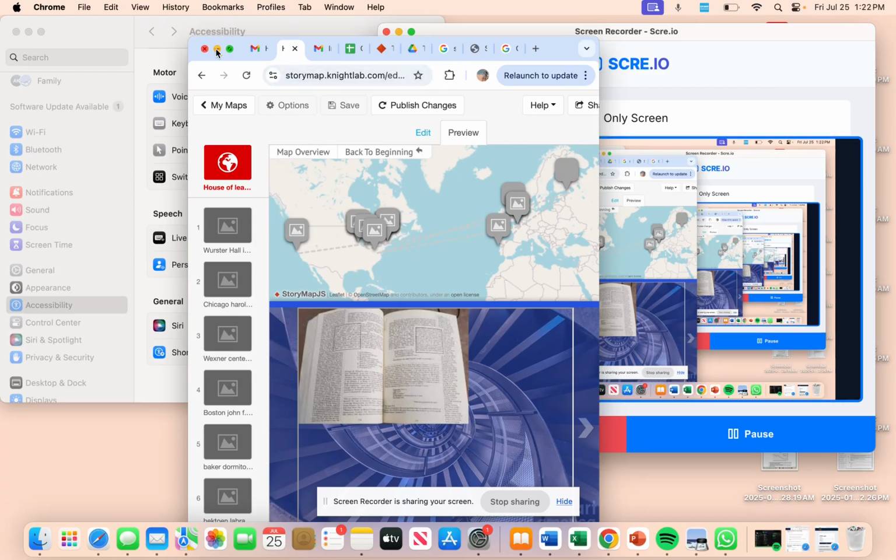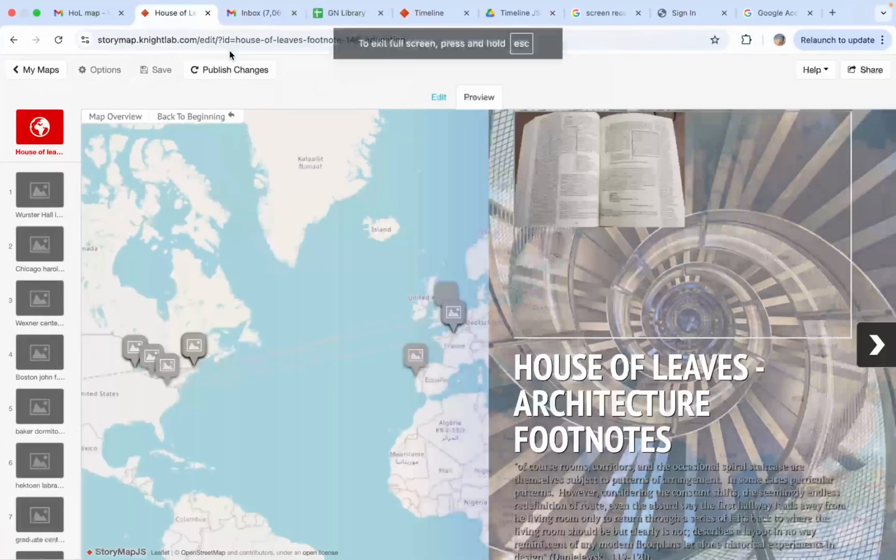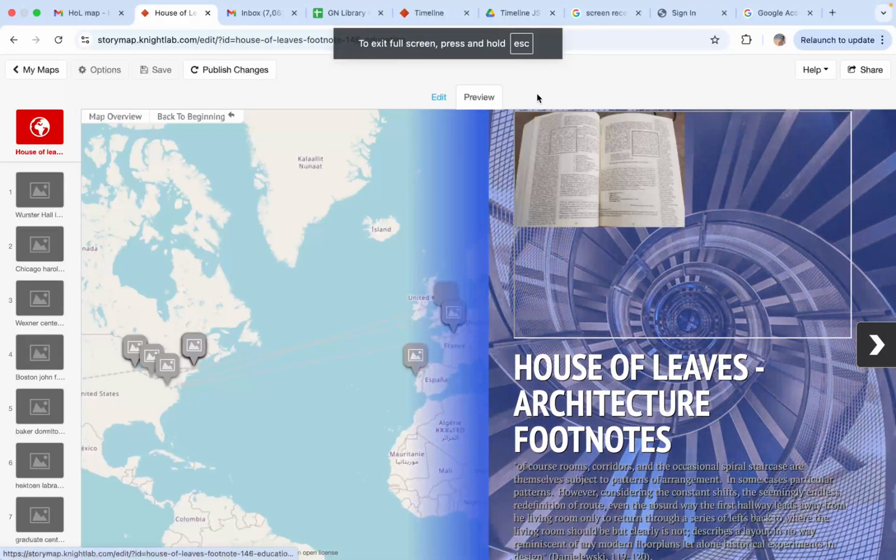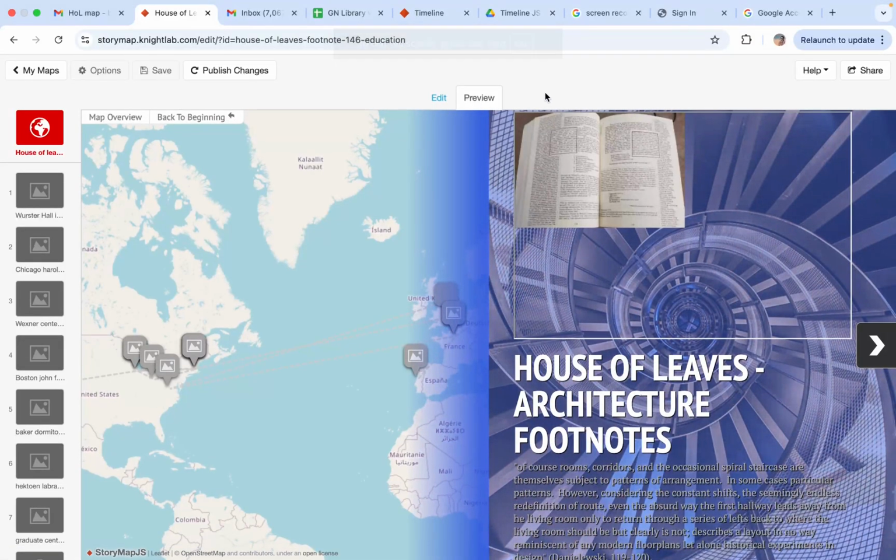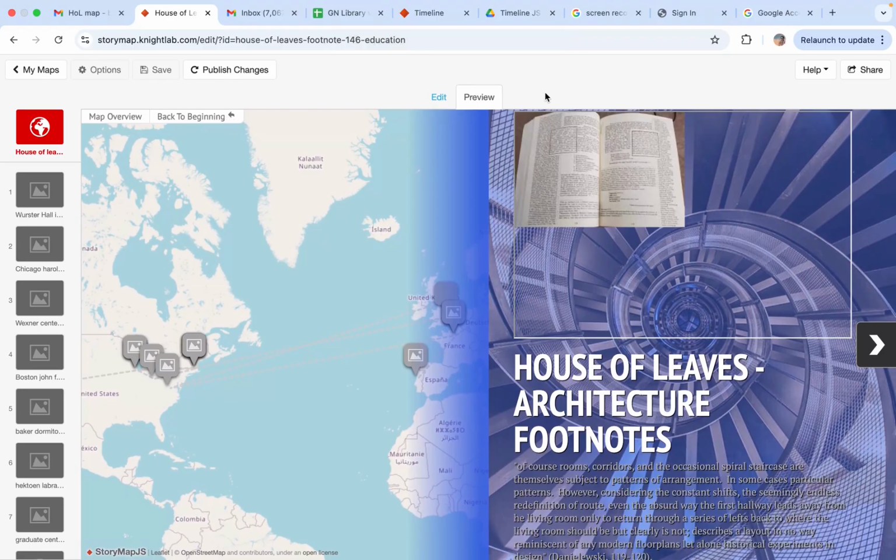I'm about to share my Story Map JS. Here's my preview. The text I'll be working with today is Mark Z. Danielewski's House of Leaves, and one thing to start off with.